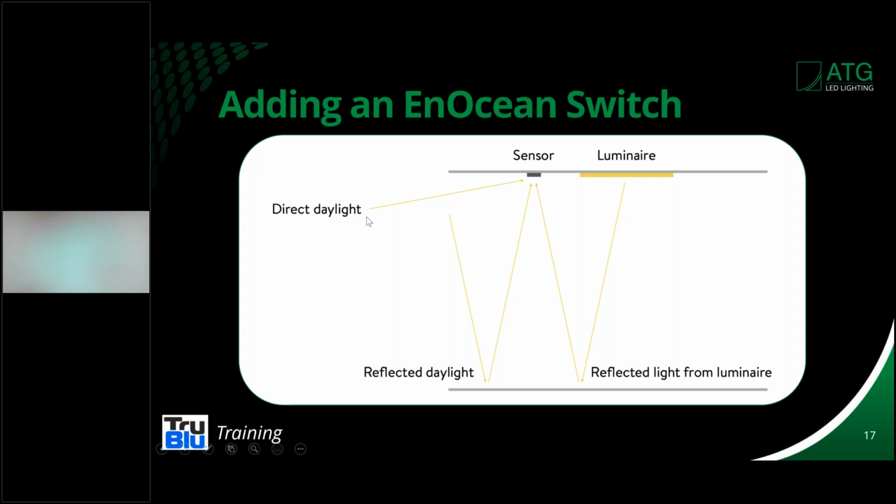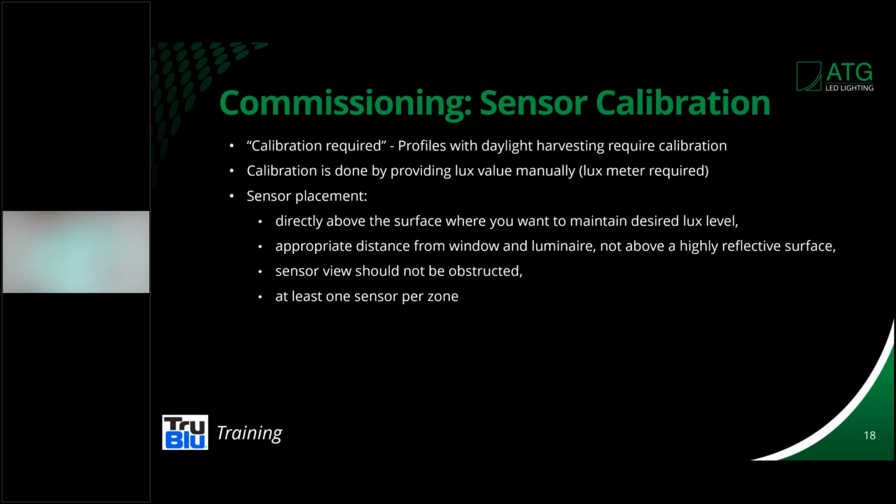One is direct light coming through the window, hitting the sensor directly. The other is reflected daylight that'll come in the window, bounce off the floor, and come back to the sensor. And then, of course, there's light that's coming from the luminaire itself, down to the floor or off a surface, reflecting back to the sensor. So we have to keep that in mind as we're going through the commissioning process.